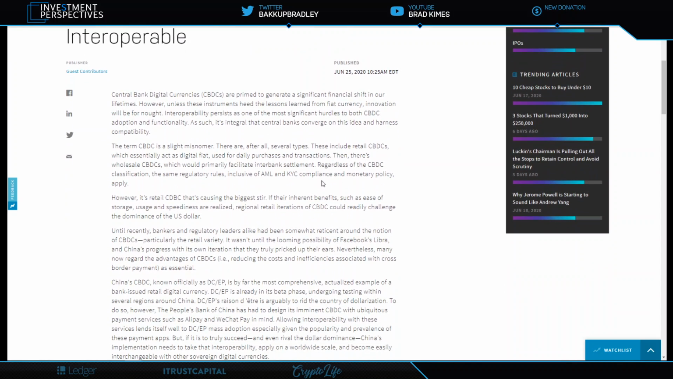So the term CBDC is a slight misnomer there. After all, the several types of these include retail CBDCs, which essentially act as digital fiat, used for daily purchases and transactions. Then there's wholesale CBDCs, which primarily facilitate interbank settlement. Regardless of CBDC classification, the same regulatory rules inclusive to AML and KYC compliance and monetary policy apply. However, it's retail CBDC that's causing the biggest stir. If their inherent benefits such as ease of storage, usage, and speediness are realized, regional retail iterations of CBDCs could readily challenge the dominance of the U.S. dollar. And isn't that what this conversation is really about?